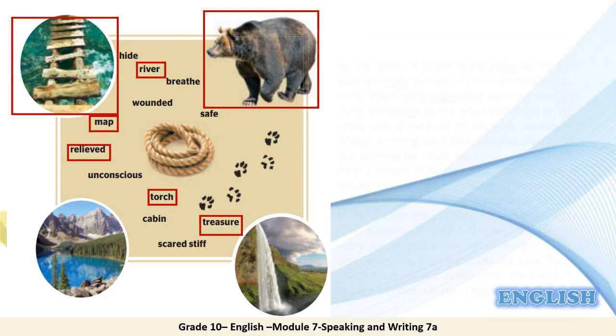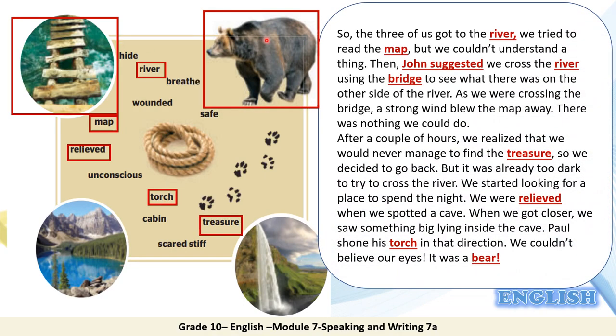Let's check the example. So, the three of us got to the river. We tried to read the map, but we couldn't understand a thing. Then John suggested we cross the river using the bridge to see what there was on the other side of the river. As we were crossing the bridge, a strong wind blew the map away. There was nothing we could do.